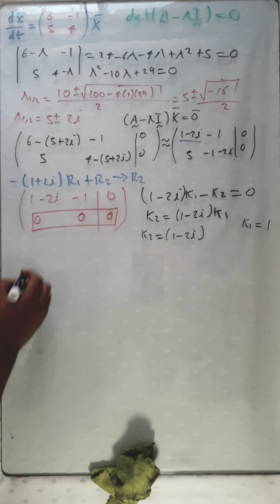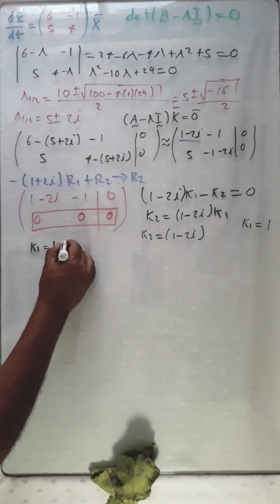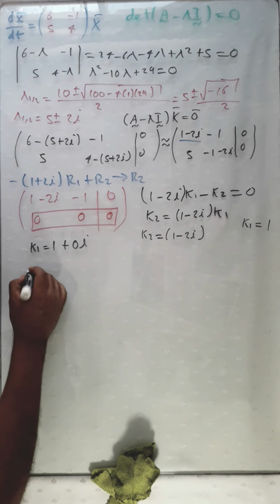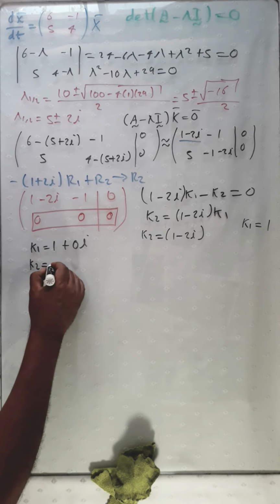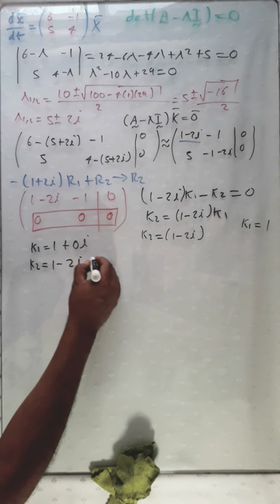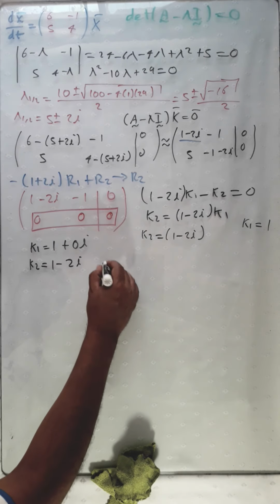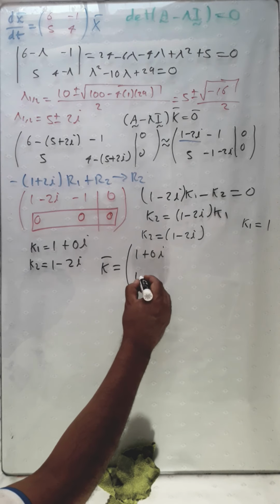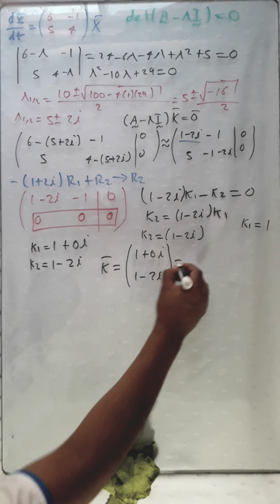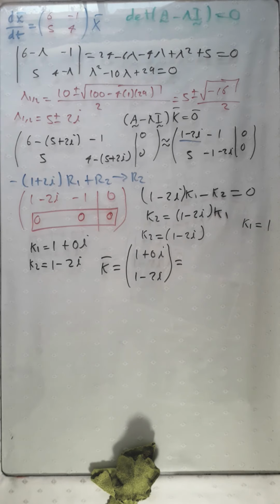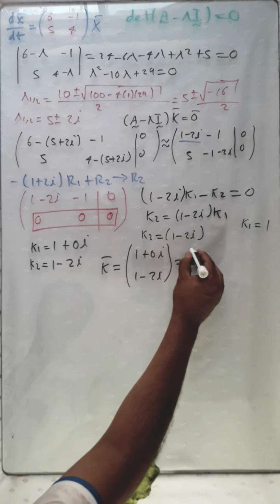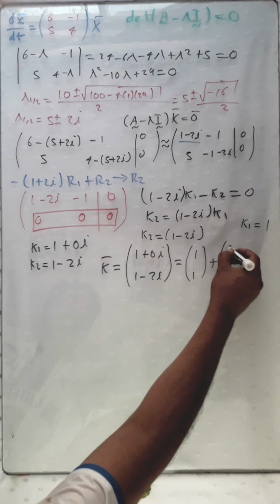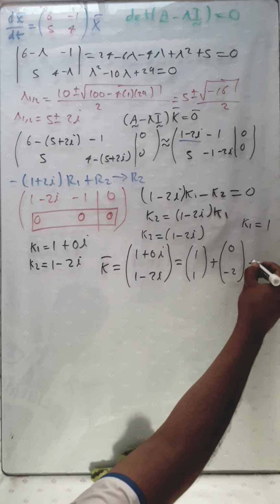Okay, so what happens here? My k1 is equal to 1 plus 0i because it doesn't have an imaginary part, but the k2 does have an imaginary part, 1 minus 2i. So my k vector is going to be something like this, 1 plus 0i and 1 minus 2i, and I'm going to split this into real part and imaginary part. So the real part is going to be 1 and 1, and the imaginary part is going to be 0 and minus 2.